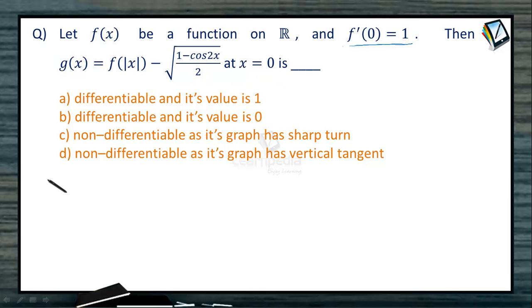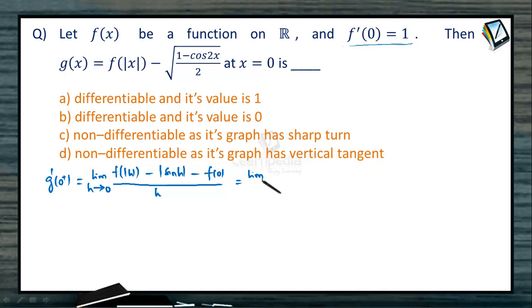So first let us calculate g dash 0 plus. Now by definition, how is g dash 0 plus? That would be limit h tends to 0, f of mod h minus mod of sin h minus f of 0, by h. Now as h tends to 0 and we are on the right side of 0, mod h is h, so f of mod h is f of h only. So this value is simply limit h tends to 0, f of h, and let's bring f of 0 together with f of h, so it is minus f of 0 by h.